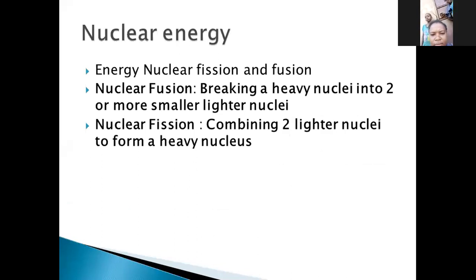Nuclear energy basically comes from nuclear fission and nuclear fusion. Nuclear fusion is basically the breaking of a heavy nucleus into two or more smaller, lighter nuclei, and in the process there is emission of energy. Nuclear fission, on the other hand, is the combining of two lighter nuclei to form a heavy nucleus. Let's look at nuclear fission.